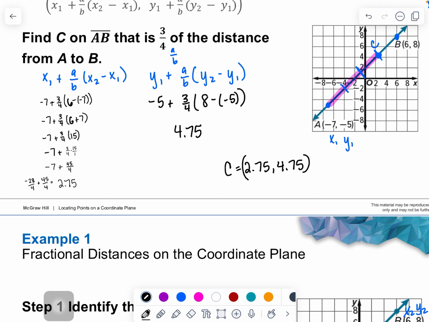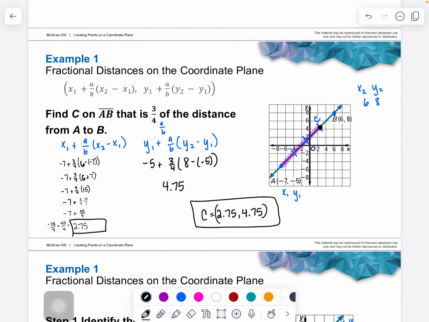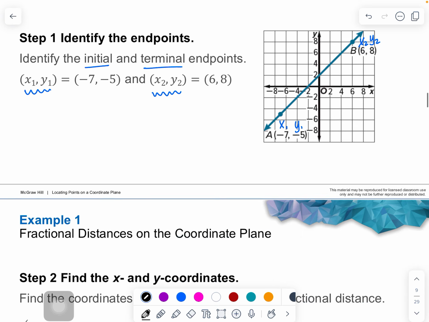And the good thing is that right away I knew that this was wrong because it didn't pass the common sense check. It wasn't in the right spot. I came up with a 4.25, which would have put it up here in the wrong spot. So please double check your work. Make sure it's in a good common sense spot.